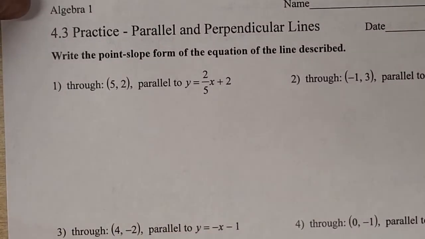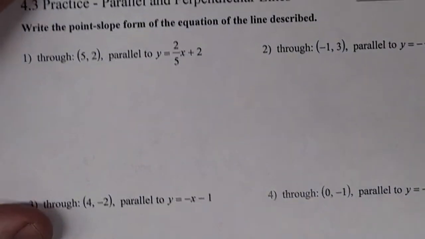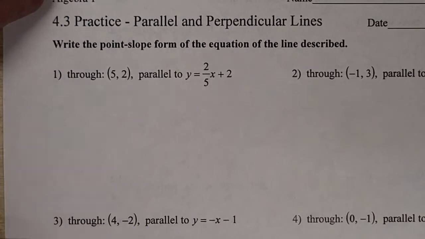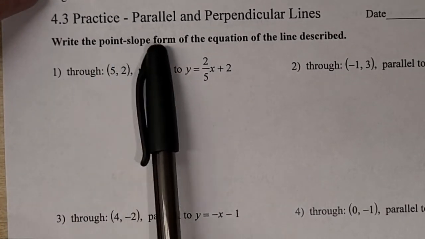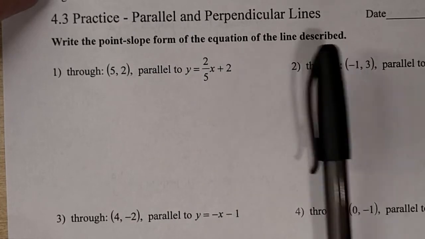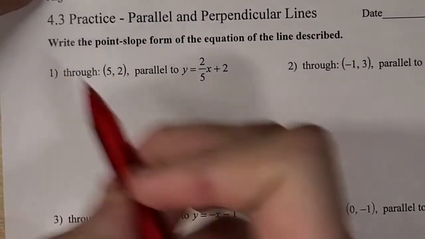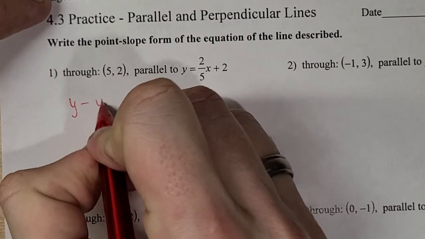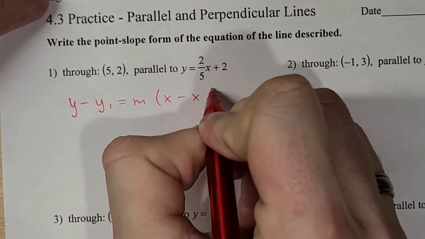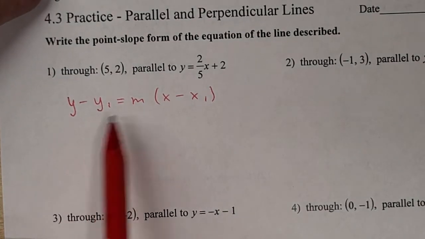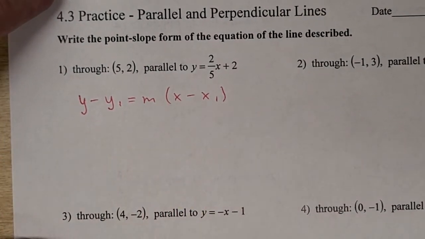All right, like I said, I'm doing all the odds. There's 16 on here. Some of these will take almost no time at all. Some of them will take a little bit more time. All right, write the point-slope form of the equation of the line described. All right, point-slope form. So before I do anything else, I'm going to remind myself what point-slope form is. And it is this. y minus y1 equals slope times x minus x1.